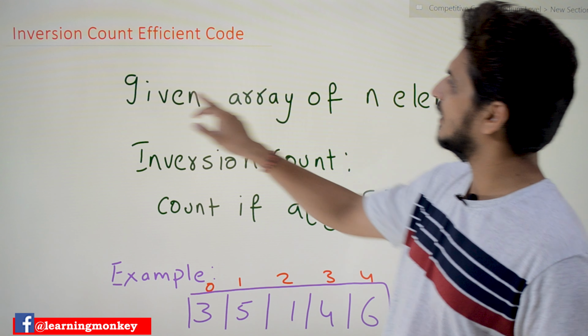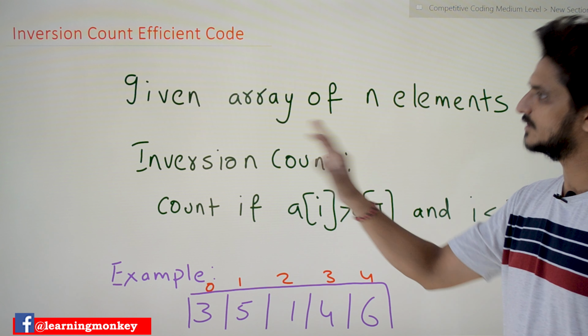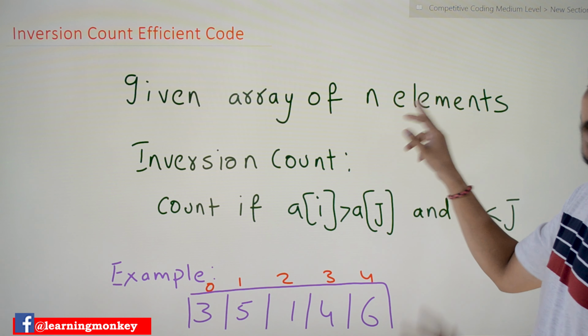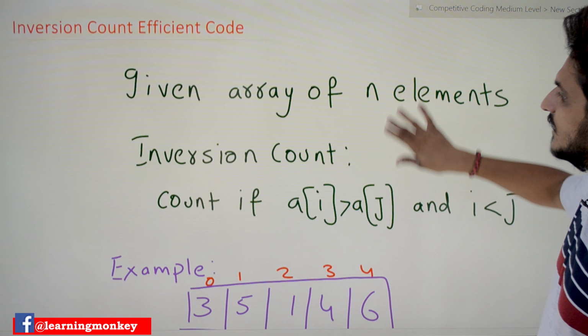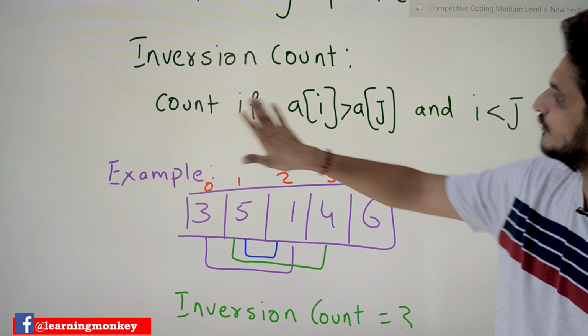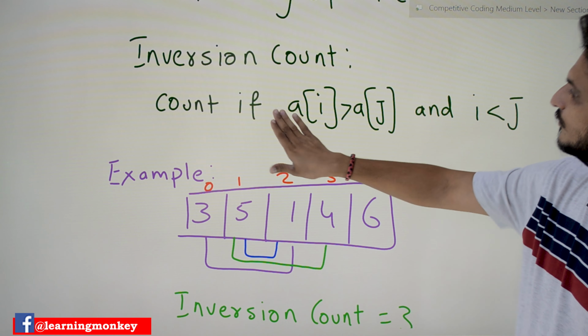Coming to the question, inversion count. Given an array of n elements, inversion count is counted like this: if a of i is greater than a of j and i is less than j, then we have to do the count. With an example you will get clarity.